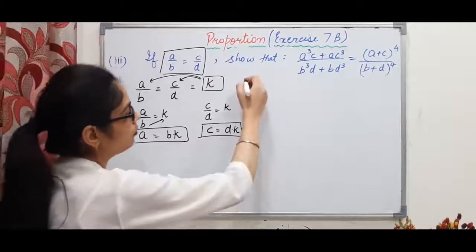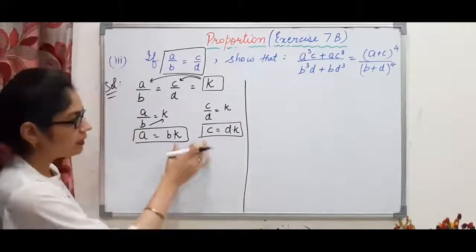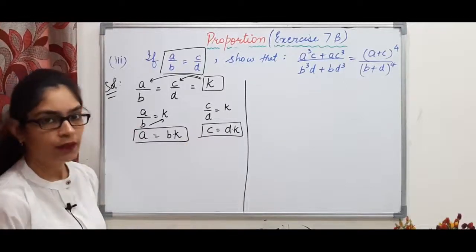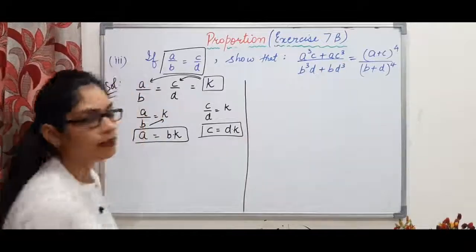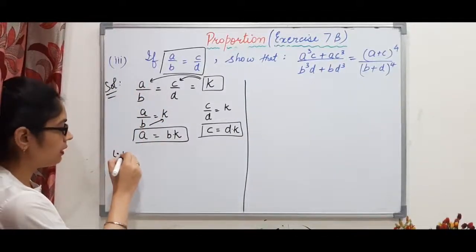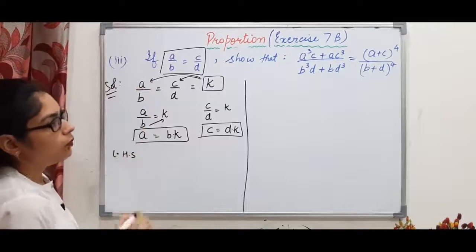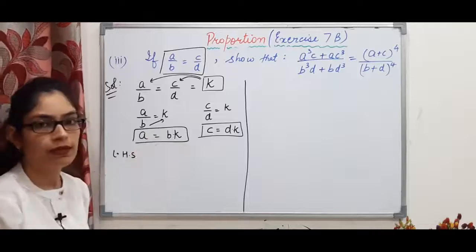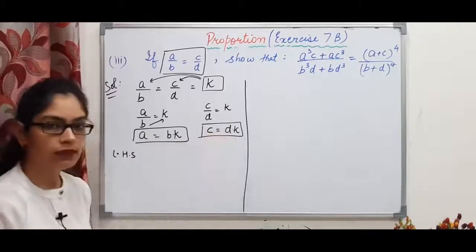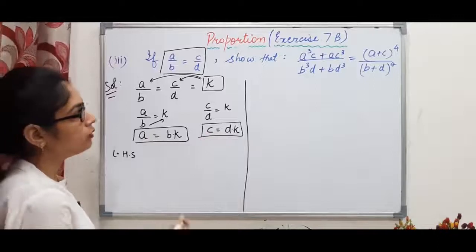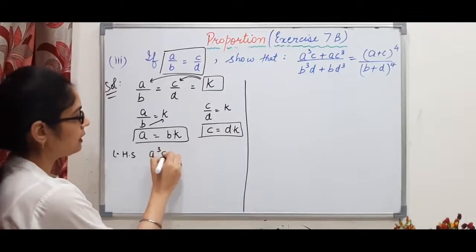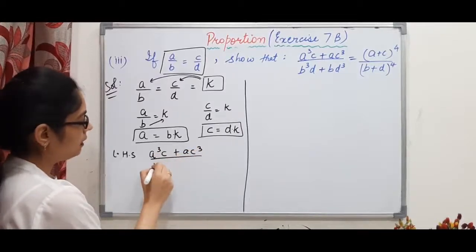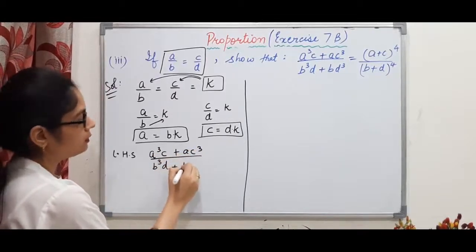Now let's start. We can use these two things while solving the left hand side and right hand side. So I'll start from the left hand side. Wherever you see A, substitute the value of A as BK, and wherever you see C, substitute its value as DK. So I will write it down: A cube C plus AC cube upon B cube D plus BD cube.